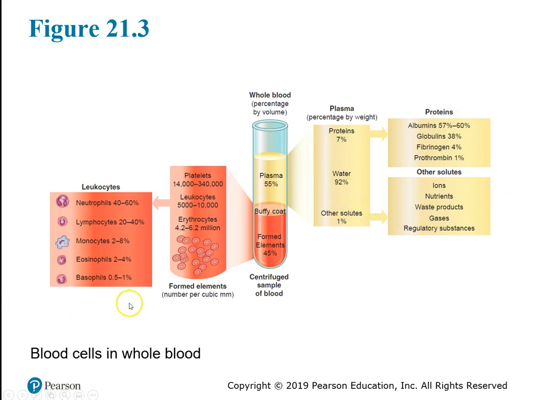And what we're particularly talking about are erythrocytes, the red blood cells. You can see there are many. There are about 4 to 6 million red blood cells compared to about 10,000 white blood cells.